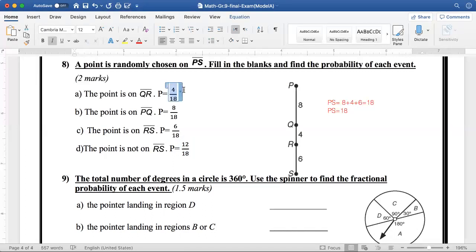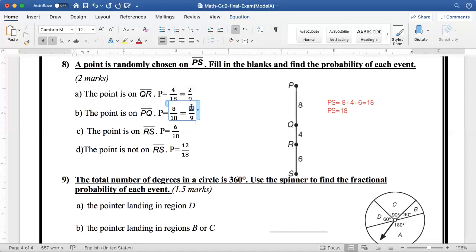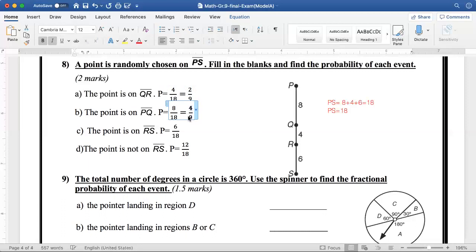If I want to simplify here, let me take a copy from this fraction. If I want to simplify 4 and 18, I can divide only by 2. 4 divided by 2 is 2. 18 divided by 2 is 9. Okay, let me simplify here. 8 and 18, I will also divide by 2. 8 divided by 2 is 4. 18 divided by 2 is 9.